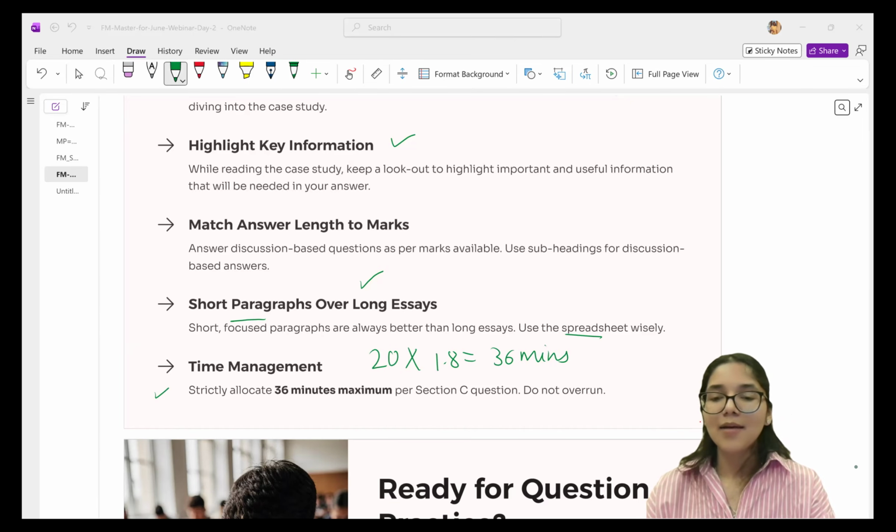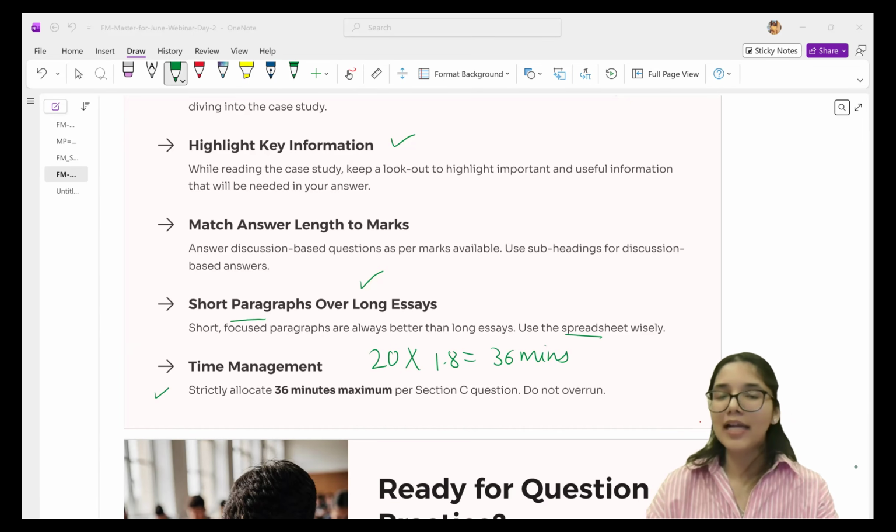If we do not write subheadings, is it okay? It's not recommended. If you want to score good marks, subheadings should be there in your answers.